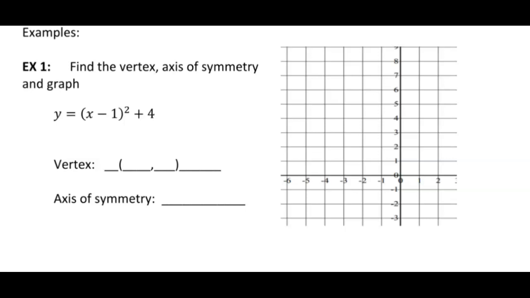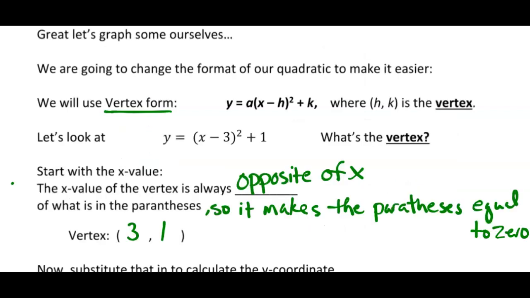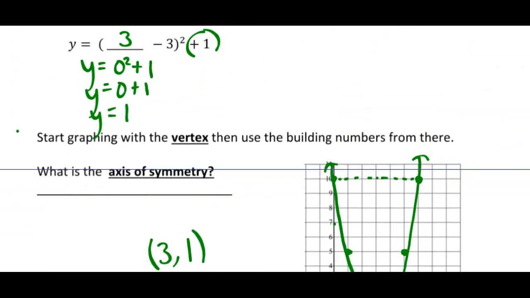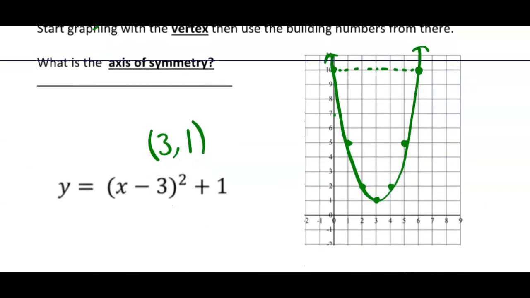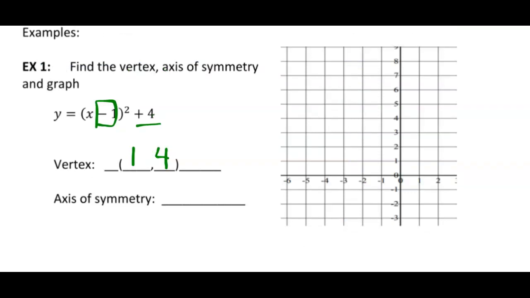What's my x value? So this is a -1, so what's my x value going to be? +1. What's my y value going to be? 4. Ooh, I forgot to do the axis of symmetry over here. So where would my axis of symmetry be? Over here. Where, when I fold this in half, it's going to be x equals 3. And my axis of symmetry always comes from my x value of my vertex.